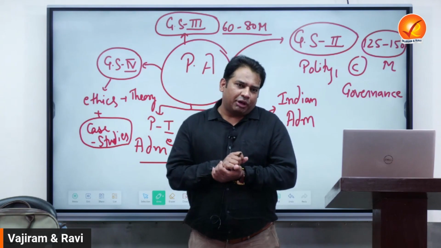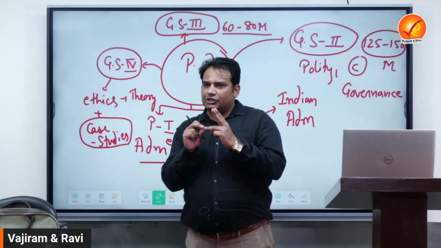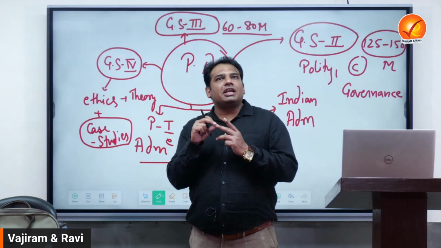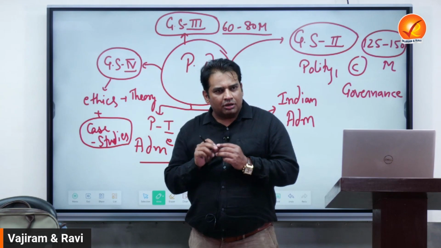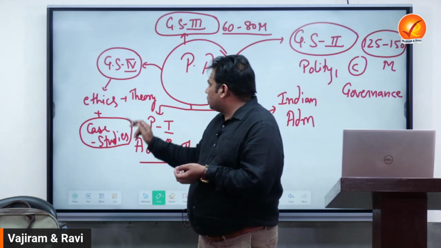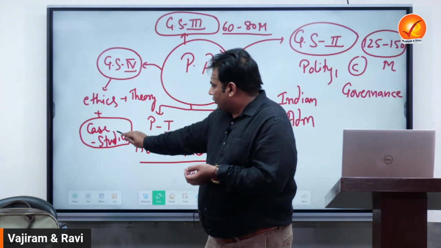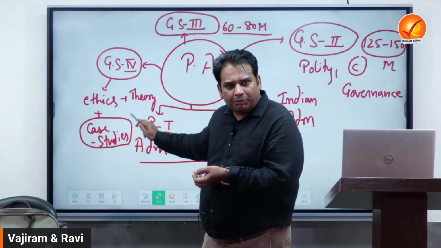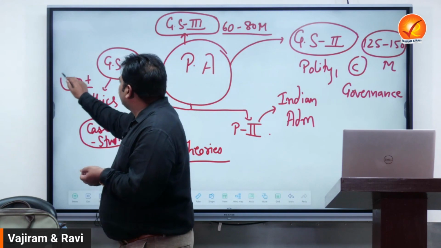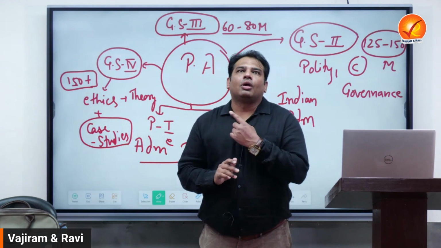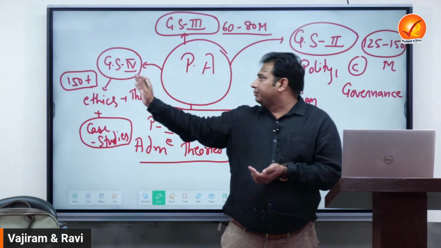And we also have in paper 2 a unit called civil services. These 3 units, civil services from paper 2, personnel administration from paper 1, and accountability and control also from paper 1, have a direct overlapping with the syllabus of your GS paper 4. And if we add the weightage of case studies plus the theories part of this one, we have a weightage of minimum 150 plus marks in this part.